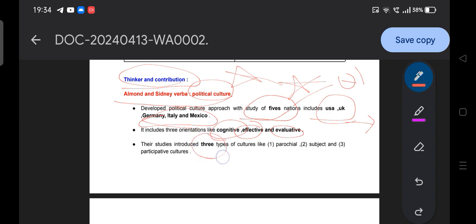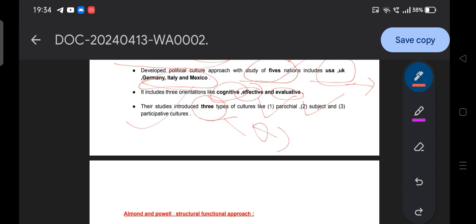Their study introduced three types of culture: parochial, subject and participative culture. Let me quickly explain. Parochial culture: there is no political participation. Subject culture: there is a little political participation. And participative culture: the people voluntarily participate, voluntary associations, civil society. USA is the example. Here you can get the question, who identified the three types of cultures? They will write Almond and Verba, Almond and Powell, Almond and Coleman. So you have to remember it's Almond and Sidney Verba. Don't get confused. Hope you understand.